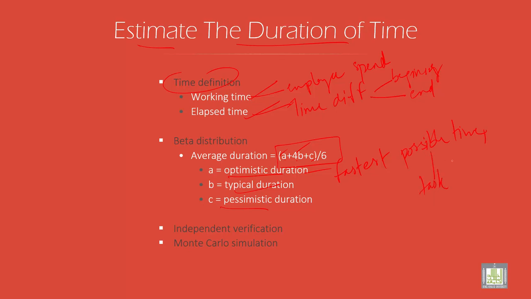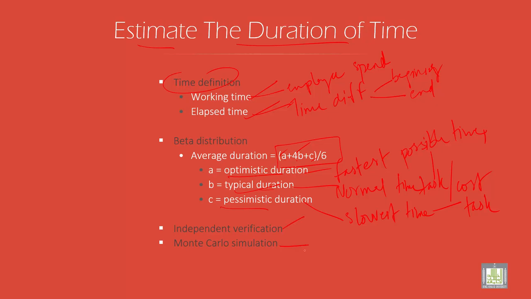Usually it involves additional cost. Then the nominal time: typical duration is the normal time duration. Typical is a normal time. And pessimistic is the slowest time needed to complete the task.